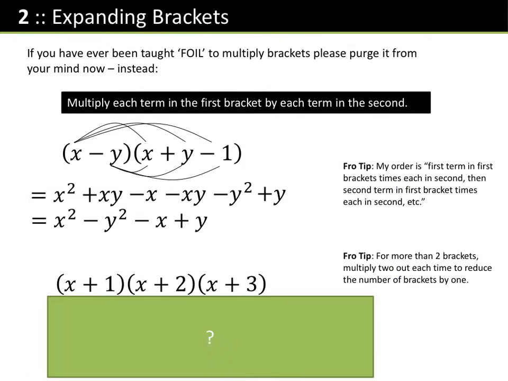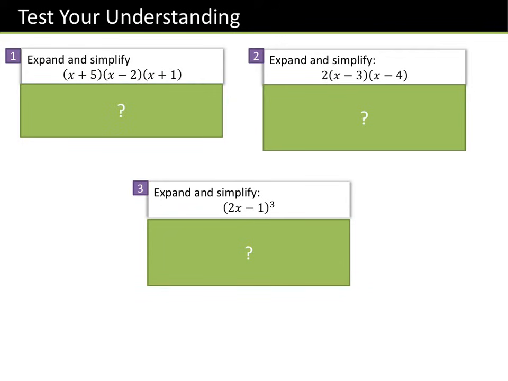Okay, so when expanding triple brackets, start off with the first two brackets, expand that, and then multiply everything by x plus 3. So I'm going to show you on the next page. So here we have x plus 5 times x minus 2. So I'm going to just focus on these two first and expand them like I normally would.